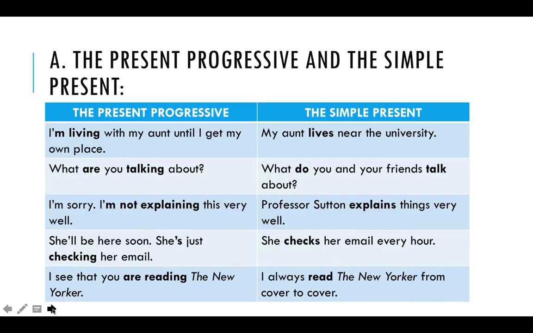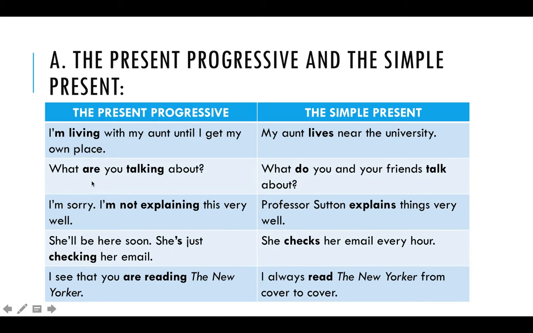Here are some examples. Present progressive: I'm living with my aunt until I get my own place. I'm using the present progressive because this is temporary. When I get my own place, it's going to change. Simple present: my aunt lives near the university. I'm using the simple present because this is kind of permanent, always true.